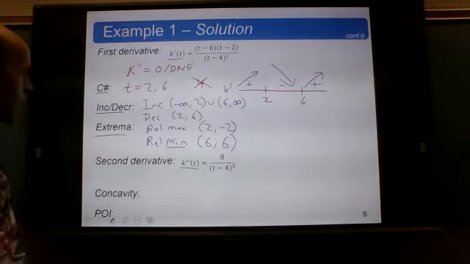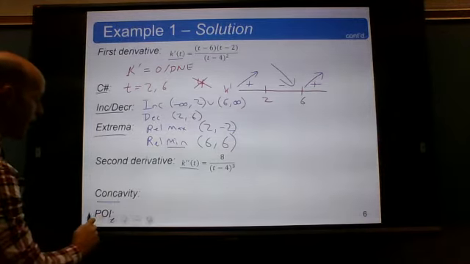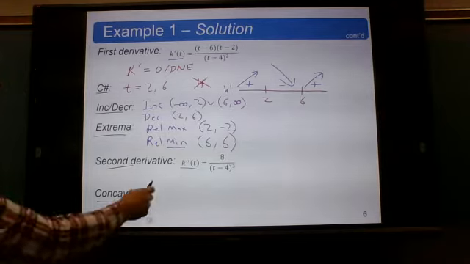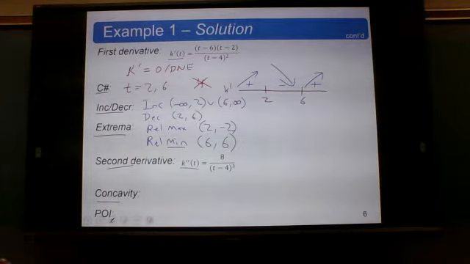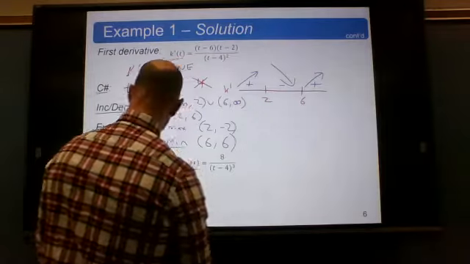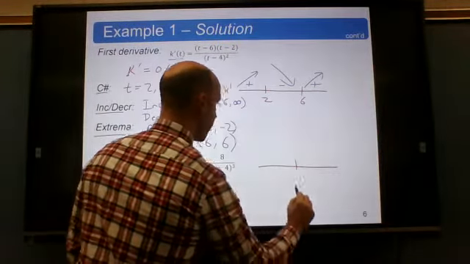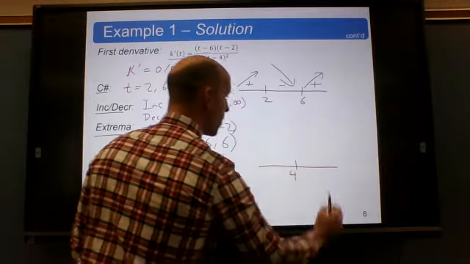Now let's go ahead and look at concavity. Remember, concavity and points of inflection are based on the second derivative. So if we look at the second derivative here, we could play the exact same game. Now, I'm going to draw another graph. And on this graph, the only number I'm going to put on here is 4.